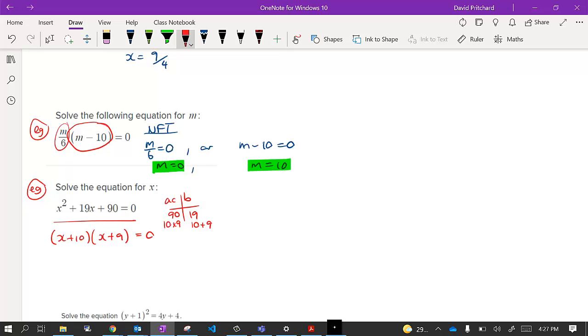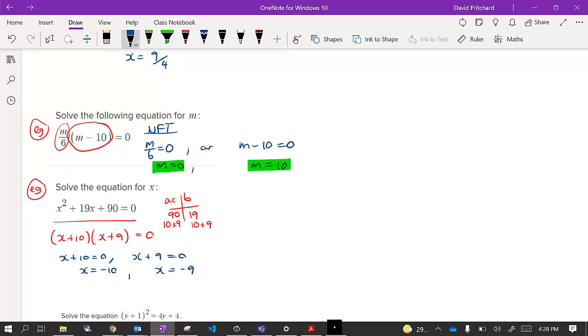Factorized, equal to 0, null factor theorem. So now we can say that x plus 10 is 0, x plus 9 is 0, and therefore x is negative 10, and x is equal to negative 9. So the goal for this one was recognizing that quadratic, using our decomposition, and as soon as we factorized it, we can go through that process of applying null factor theorem and isolating.